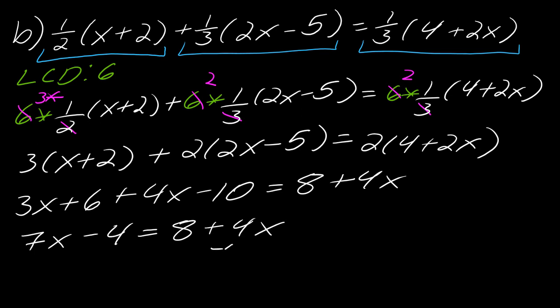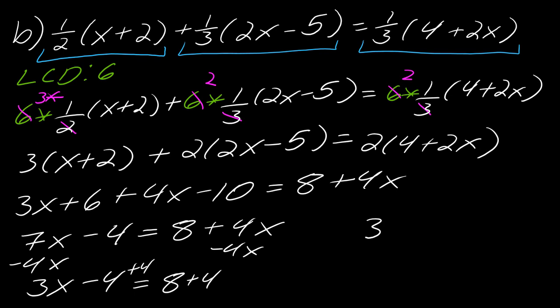And then let's see, I like subtracting the x's off first. If you do the numbers first, that's okay. So this will give me 3x minus 4 equals 8. I need to add the 4 to each side. So I get 3x equals 12. Divide each side by 3 to get x equals 4.